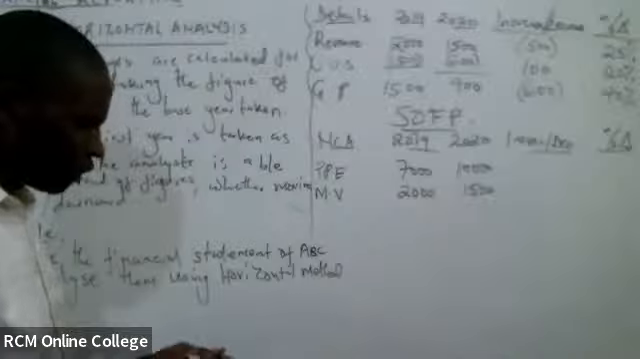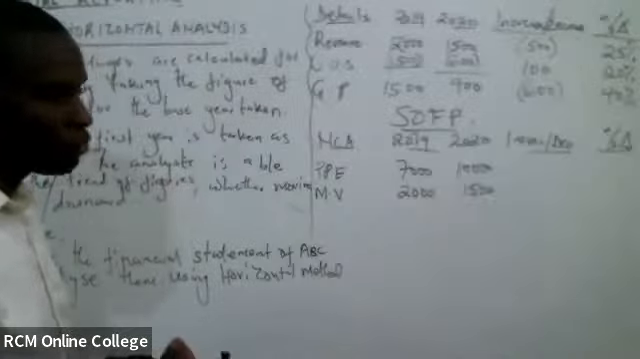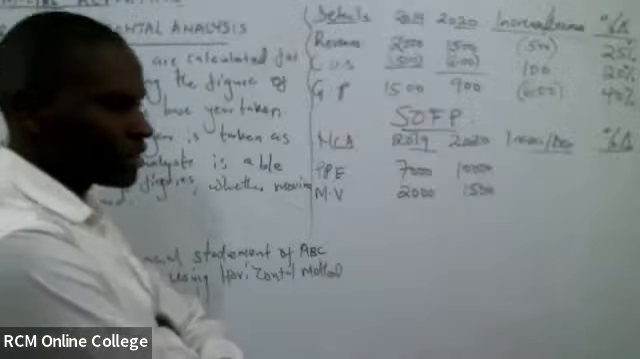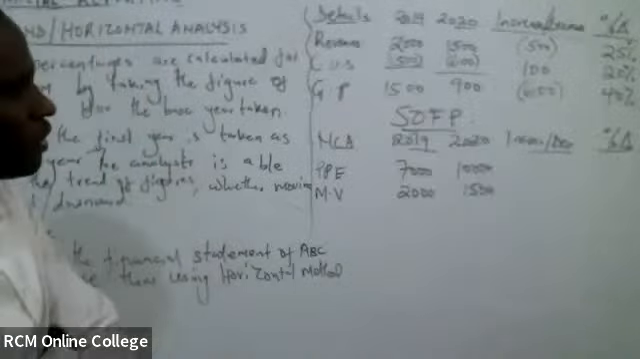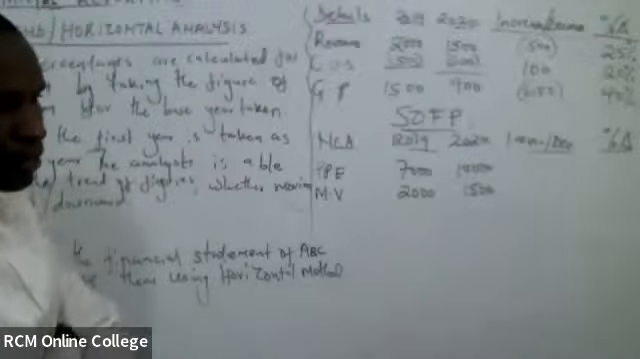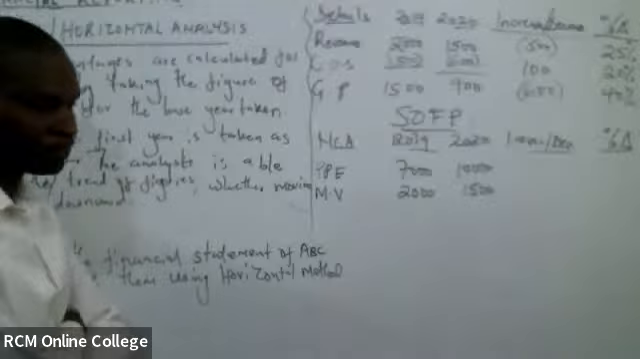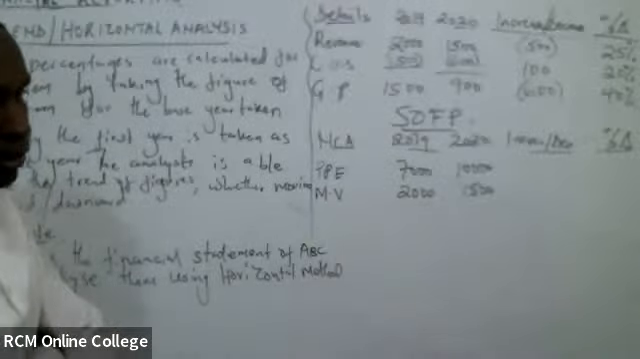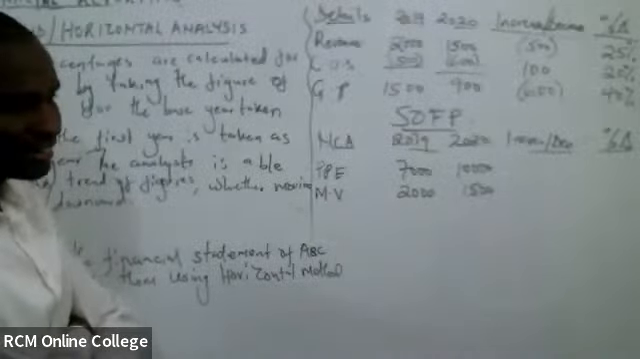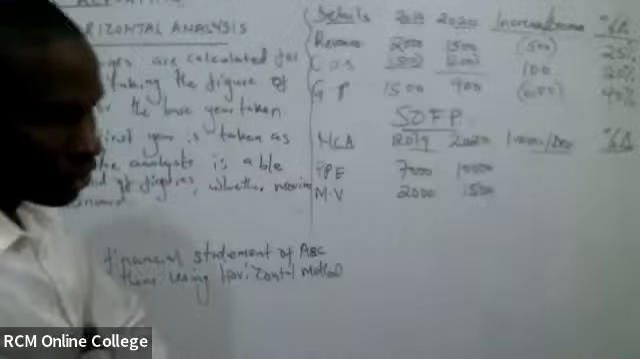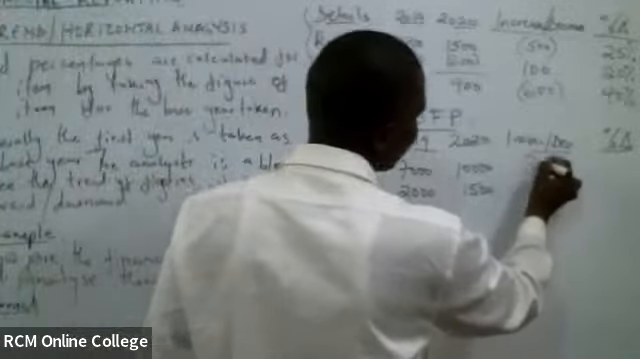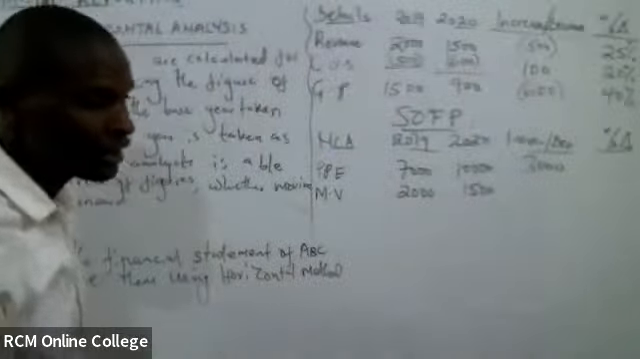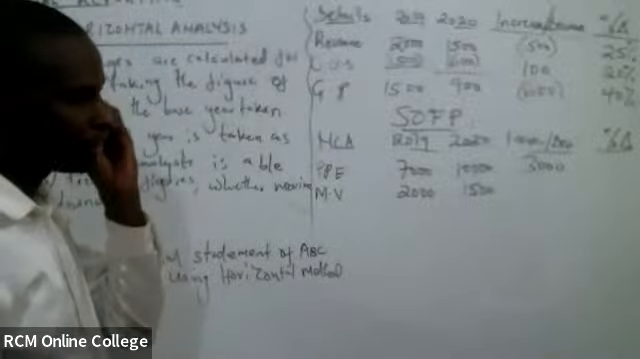So PPE, when we look at the PPE, what happened to the PPE? 2019, the value of property, plant and equipment was 7,000. 2020, the value went to 10,000. Higher. Remember, this is the same company. Was there an increase or a decrease? This is an increase. With how much? 3,000. An increase of 3,000. So what is the percentage of increase? Give me the percentage of increase.